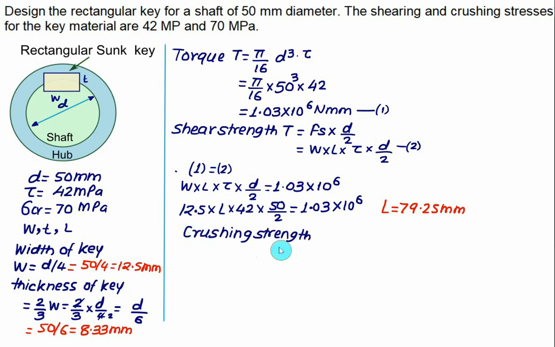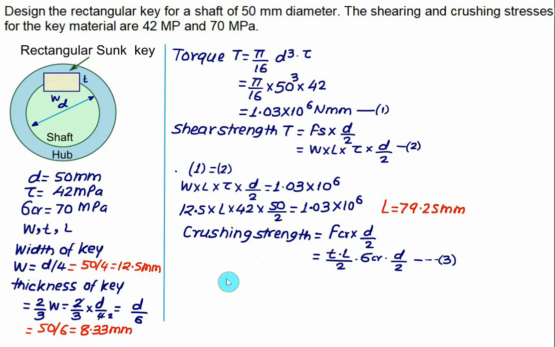In the similar fashion, we can compare the torque transmitted with the crushing strength. So we have crushing strength is given as the crushing force multiplied by D by 2. As far as the crushing strength is considered, you have to take the half of the thickness multiplied by length. So that will be equal to T multiplied by L divided by 2 multiplied by the value of crushing stress multiplied by D by 2. That is equation number 3.